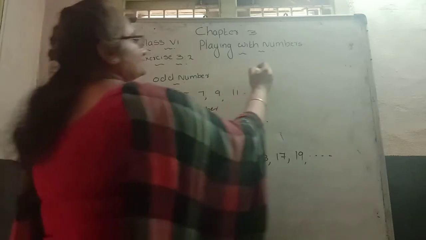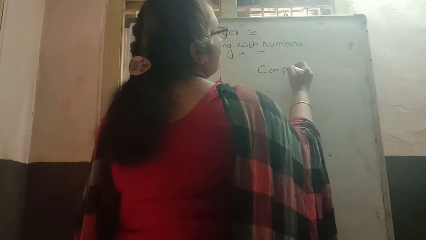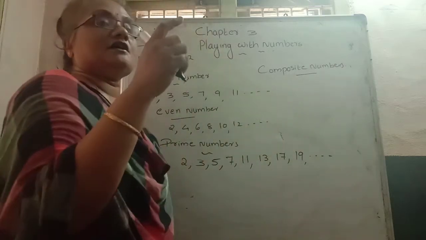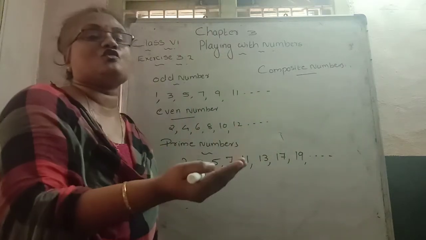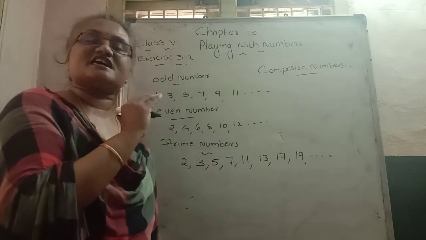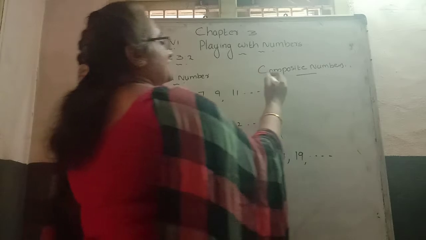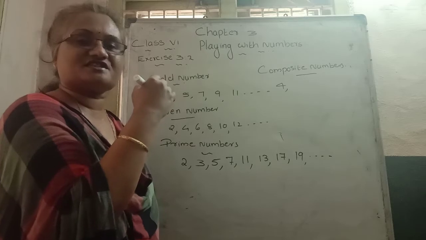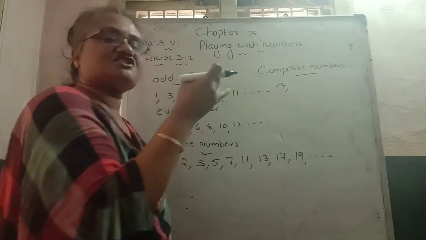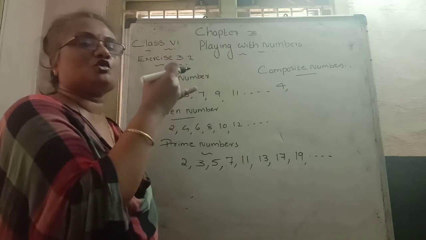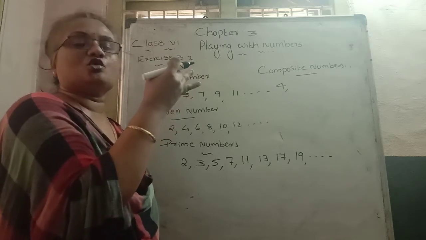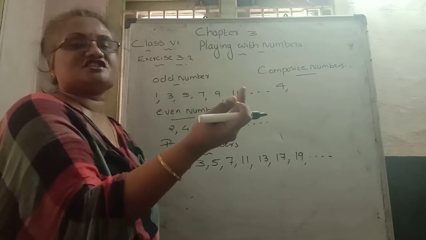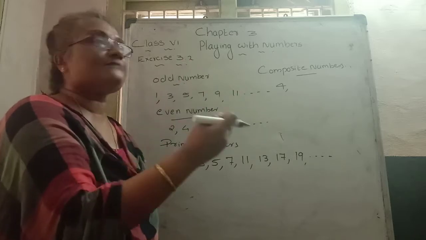Next word is composite number. Composite numbers are numbers having more than two factors. Such numbers we call composite numbers. 4 is a composite number. Why? In which tables does 4 come as an answer? 1 into 4 equals 4, 2 into 2 becomes 4, 4 into 1 becomes 4. So it has three factors. That's why 4 is a composite number.